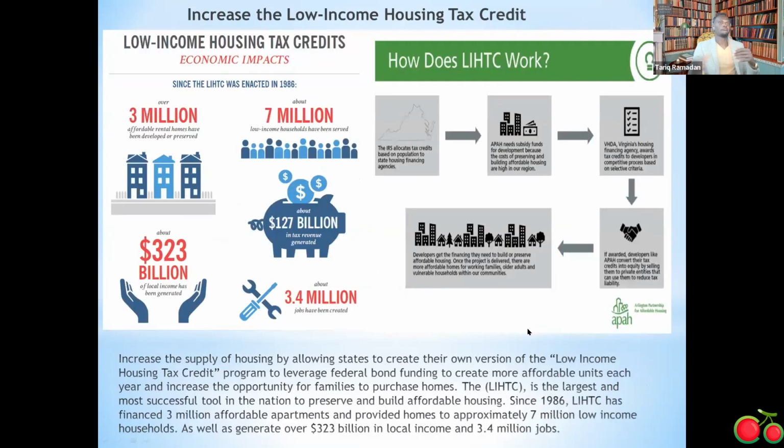And third, increase the supply of housing by allowing states to create their own version of the low income housing tax credit. This housing tax credit will leverage federal bond funding to create more affordable units each year and increase the opportunity for families to purchase homes. The low income housing tax credit has been one of the most successful government programs. It was enacted in 1986, and since then it has placed 3 million affordable homes, as well as generated over 323 billion in local income.